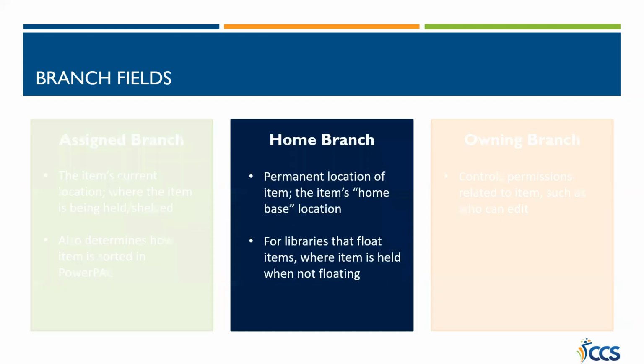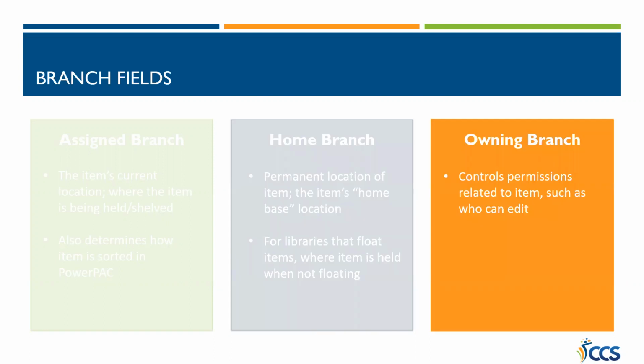Now, if you are that multi-branch library that floats items between collections, the home branch field tells us which branch is like home base for the item. So this just means if the item isn't floating around between locations, the home branch indicates who should have that item.